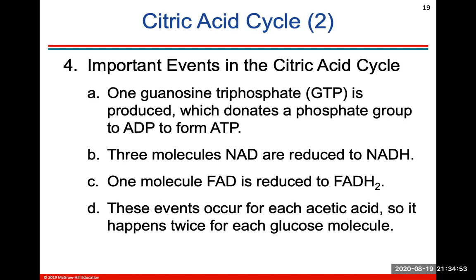Some important events in here: 3 molecules of NAD are reduced to form NADH, and NADH is important because it holds extra electrons in its bonds, and 1 molecule of FAD is reduced to form FADH2. And again, this is important because it holds electrons. And again, these events will occur for each acetic acid, so this cycle will actually go through twice for each glucose molecule that heads through it.